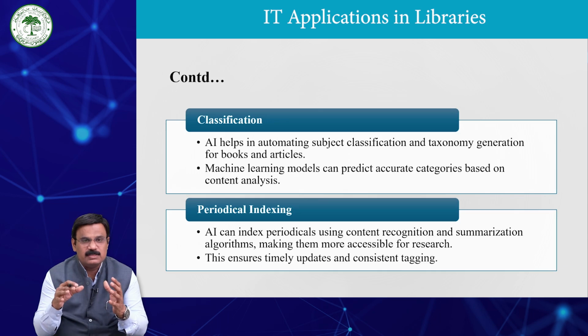As far as classification is concerned, AI helps in automating subject classification and taxonomy generation for books and articles. Machine learning models can predict accurate categories based on content analysis. In periodical indexing, AI can index periodicals using content recognition and summarization algorithms, making them more accessible for research. This ensures timely updates and consistent tagging.